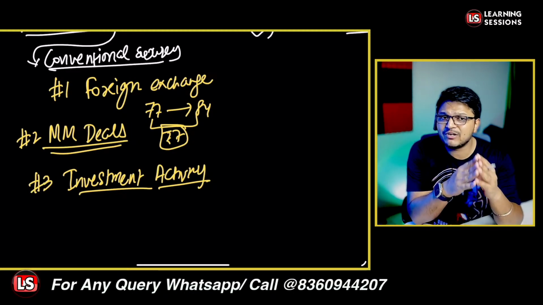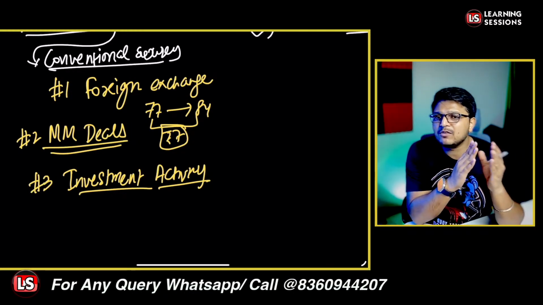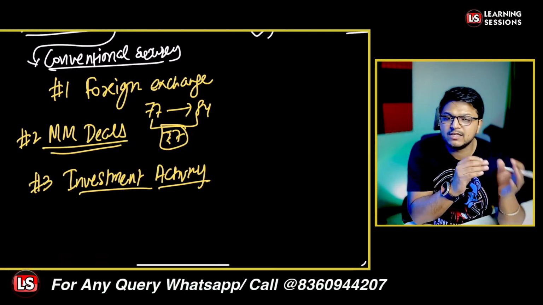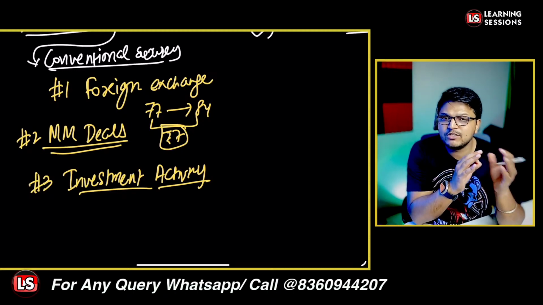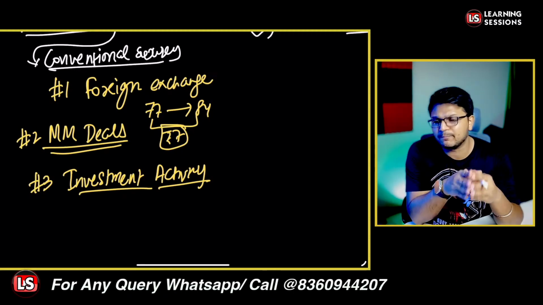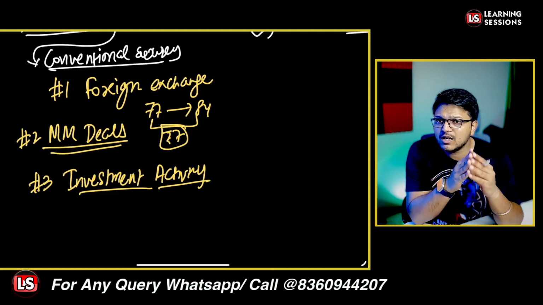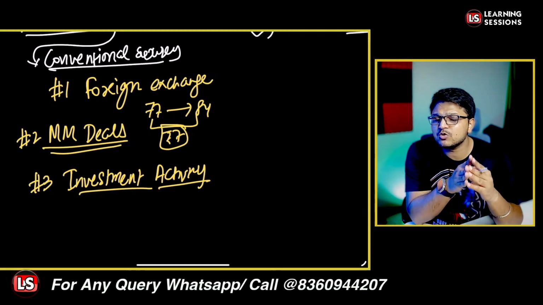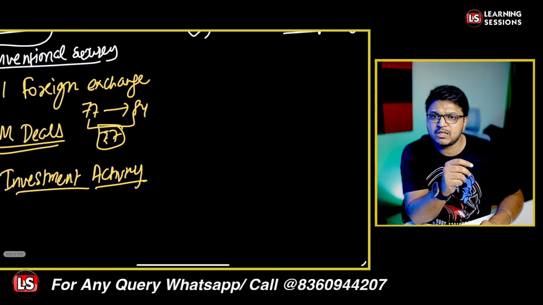Strategic investment deals can also be done by the treasury, like investing in subsidiaries or associates to venture into other business lines. That can also be done. So these three are the conventional sources where the treasury can be making money.